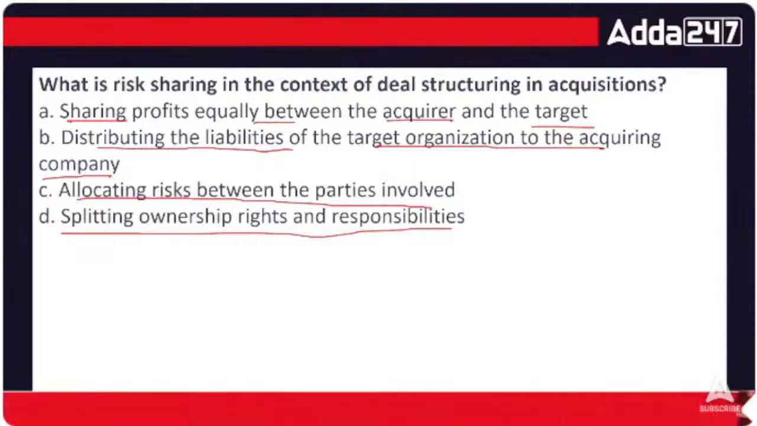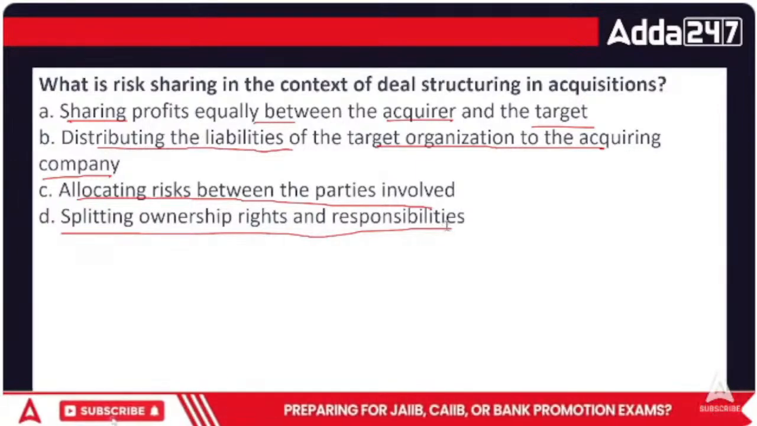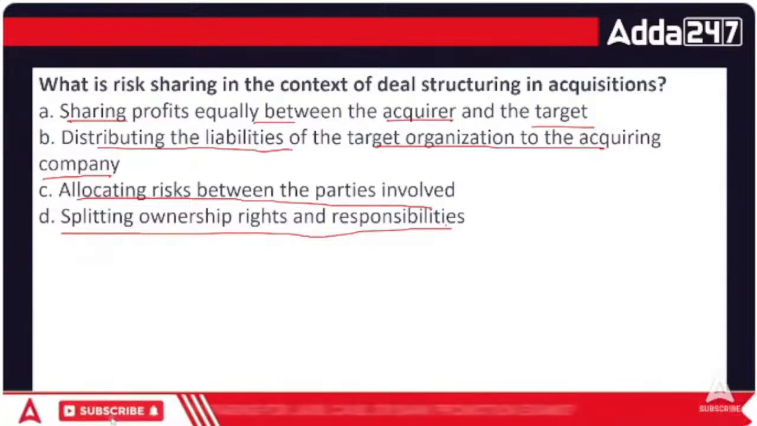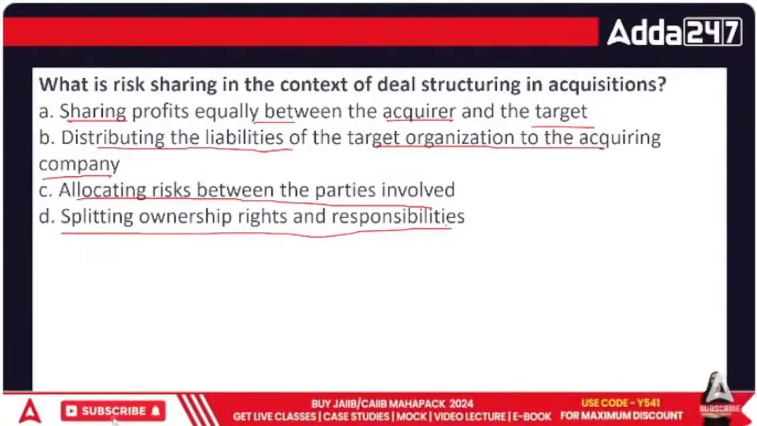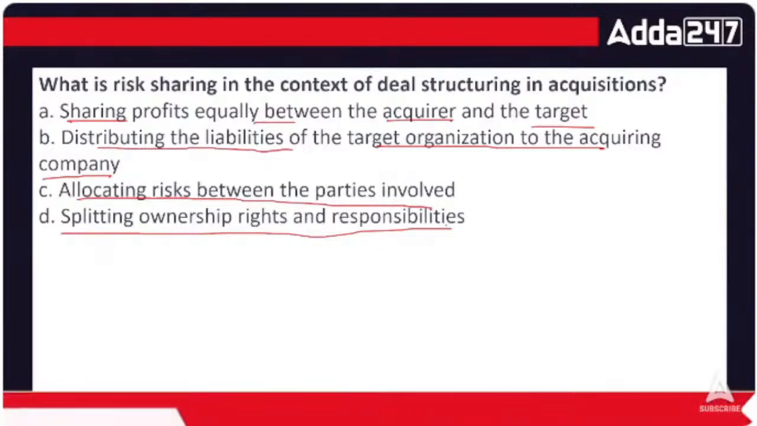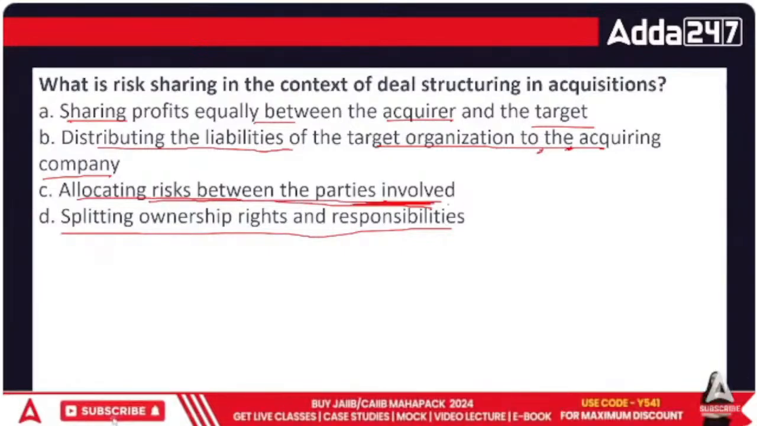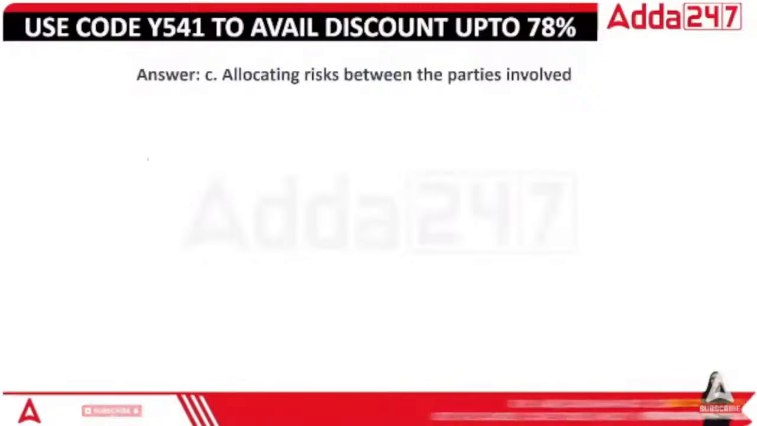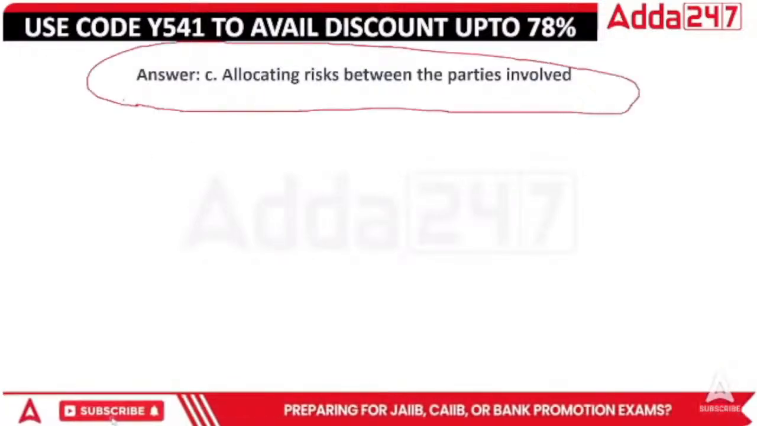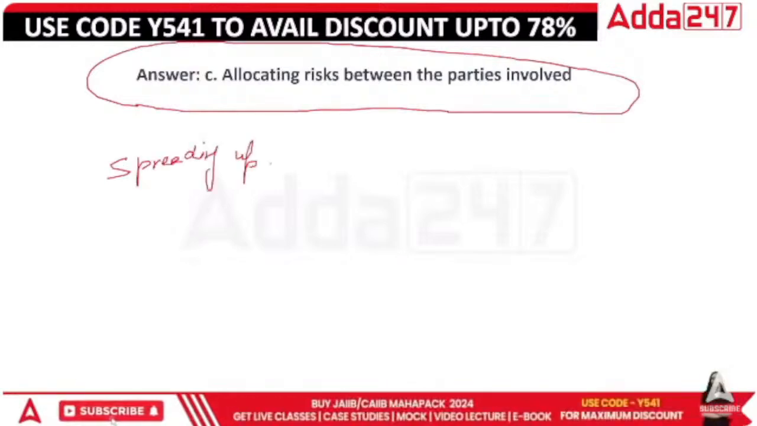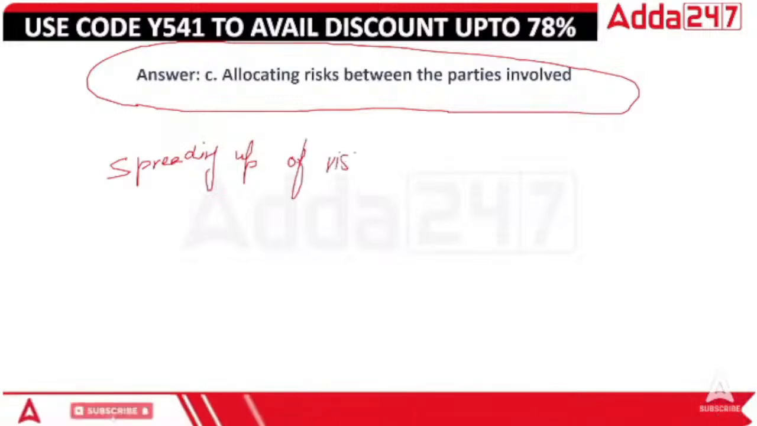Of course, risk sharing plays a very important role in every organization. Because till the time you're not sharing the risk among different people, for example, banks do this: refinancing, syndicate loans, all those things happen because banks know that sometimes it's not possible or worth it to take all the risks on their own. So this is based upon allocating the risk between the parties involved, because we are spreading up the risk among different people. This is spreading up of risk.